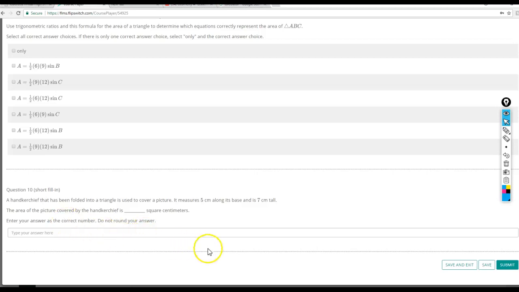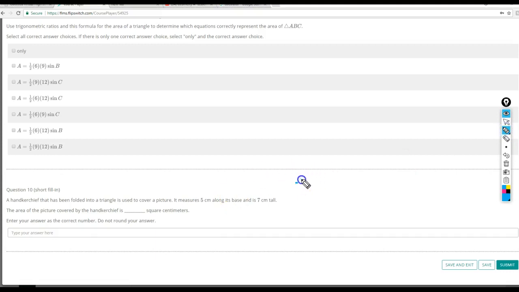Okay, welcome to checkpoint 24. Question 10. A handkerchief that has been folded into a triangle is used to cover a picture. It measures 5 centimeters along its base and is 7 centimeters tall. The area of the picture covered by the handkerchief is blank.